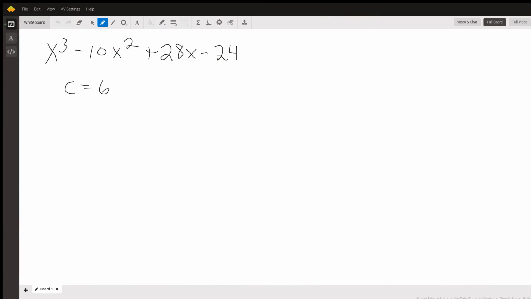The question says use the polynomial factor theorem to prove that c equals 6 is a factor of this polynomial. The polynomial is f of x equals x cubed minus 10x squared plus 28x minus 24. And it says if p of 6 equals blank, then x minus 6 is a factor.